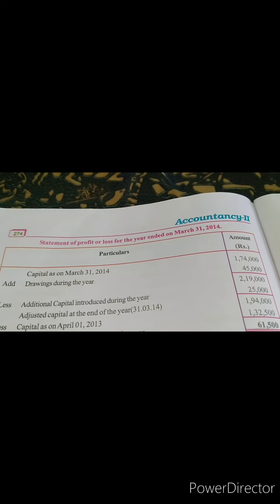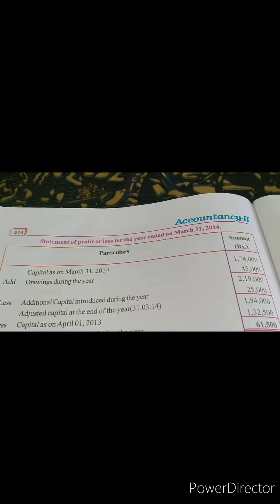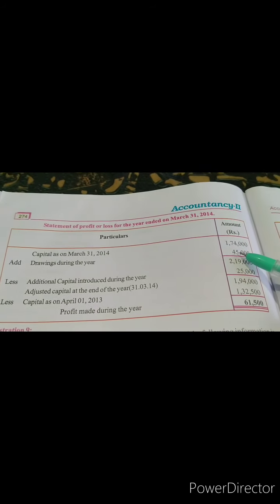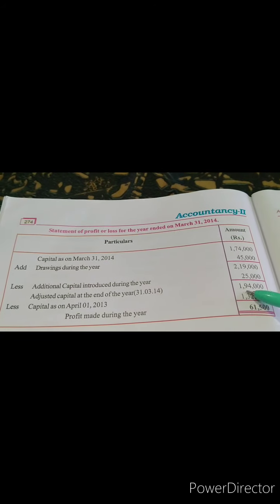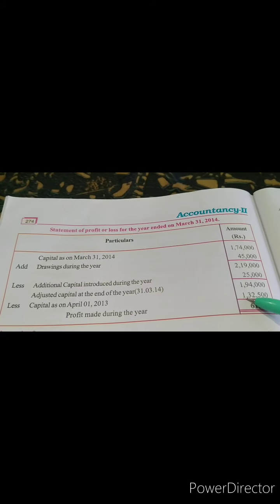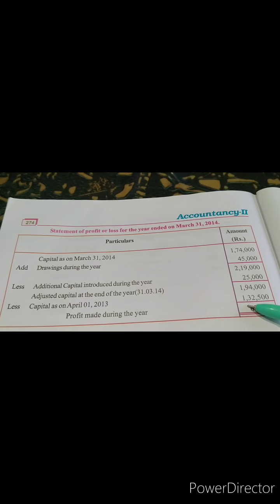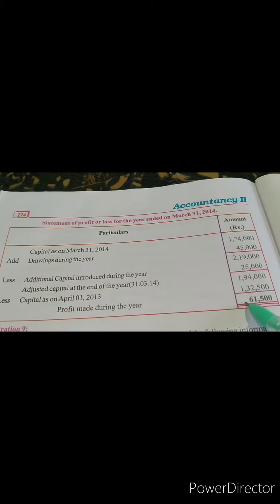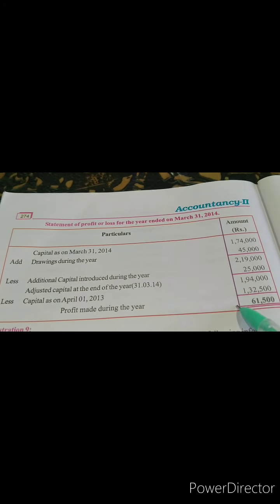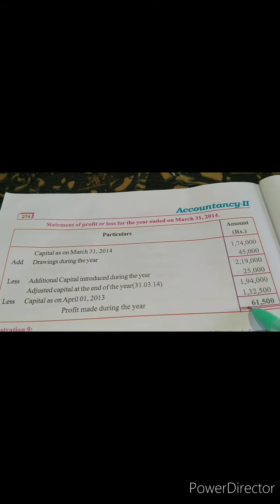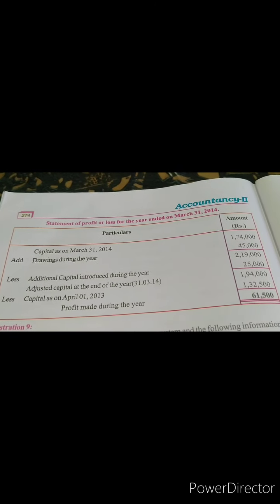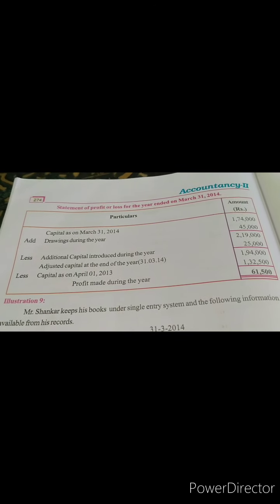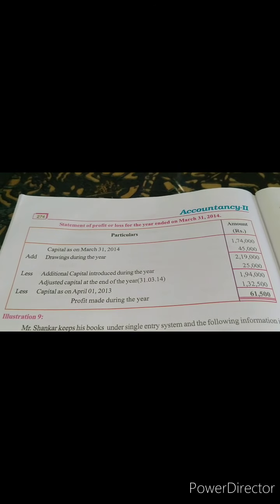Statement of profit and loss for the year ended on March 31st, 2014. Particulars, amount is there. As I said, closing balance, drawings is added, additional capital is deducted. This is our adjusted capital, and the opening balance is less than our adjusted capital. That is why we made a profit. Profit made during the year. In case this balance comes in negative, minus, that is going to be a loss. So here this company has made a profit of 61,500. So this is about illustration number 8.